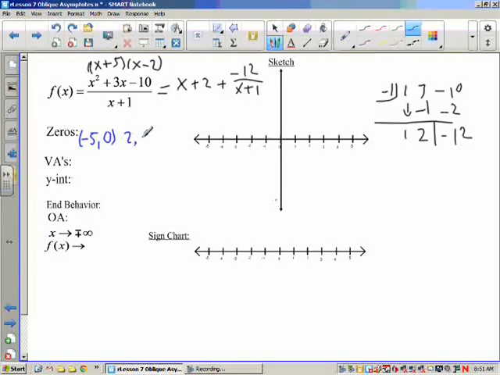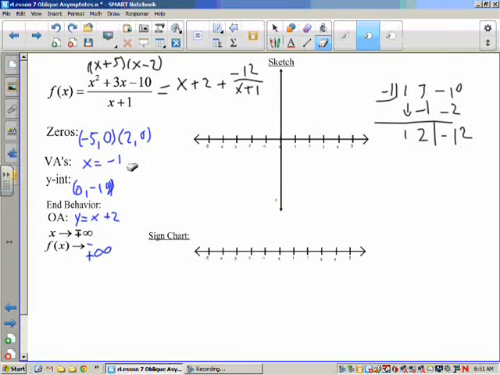And our vertical asymptote is going to be at x equals negative 1. The y-intercept, when you plug in 0, everything reduces. All the x values go away. I get negative 10 over 1. So I get 0, negative 10. And then the end behavior, well, we got that up here. It's f of x approaches x plus 2, that means negative when x is negative, positive when x is positive. All right, so our oblique asymptote here is y equals x plus 2.